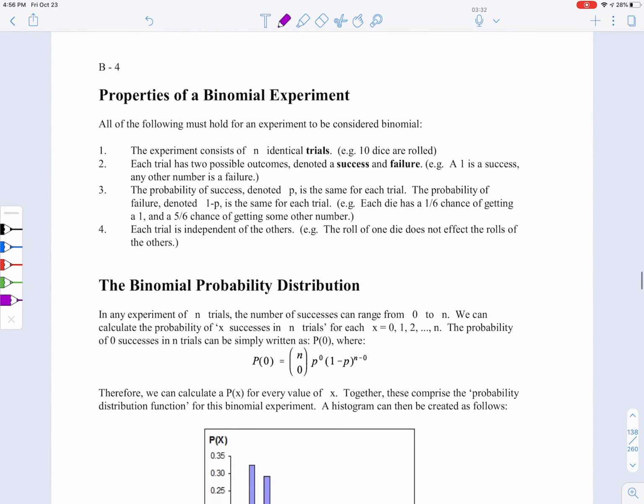The properties of a binomial experiment are these. Number 1, the experiment consists of n identical trials. What that means is that a die is a die is a die, right? So every die is the same as any other die, really. And the same with flipping coins and so on.